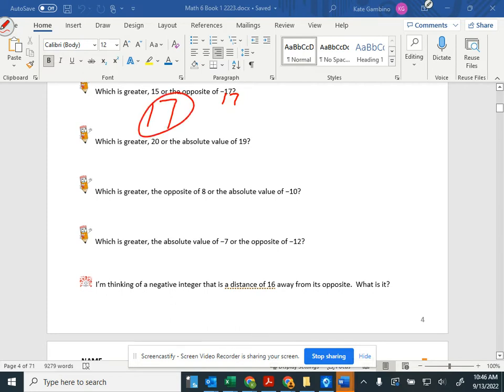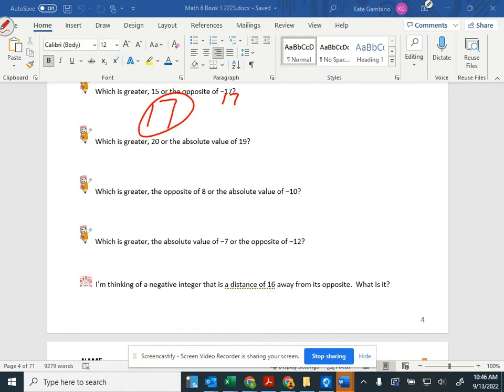Okay. So make sure you figure out what the work is that you have to do so you're comparing the correct numbers. So when it says which is greater, 15 or the opposite of negative 17, write down what that opposite of negative 17 is so you know what you're comparing.